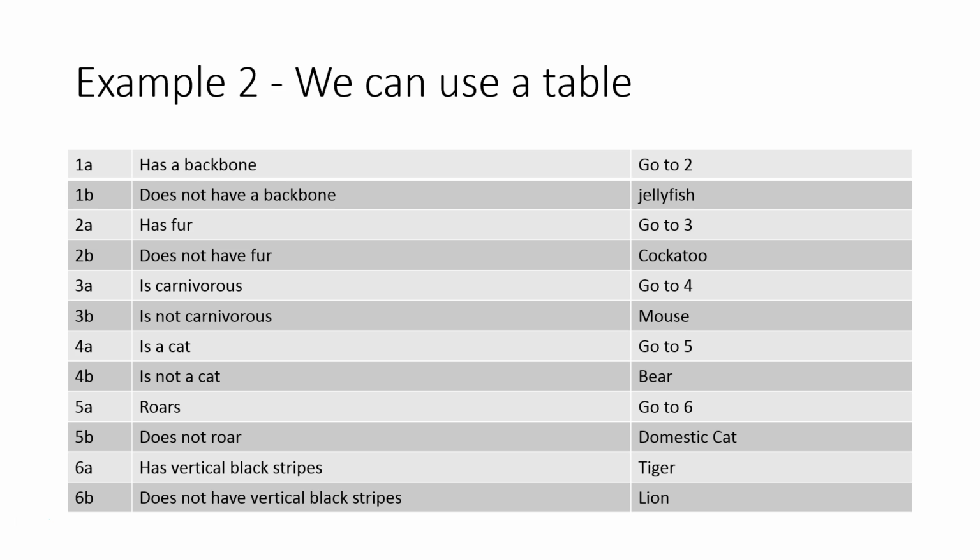Ask yourself, step number 1, does the animal have a backbone? If the answer is yes, you go to number 2. Number 2 wants you to ask yourself, does the animal have fur? If the answer is yes, you go to step number 3. At step number 3, we ask ourselves, is the animal carnivorous? If the answer is no, the animal is a mouse. You could apply this chart over and over again to eventually identify all 7 animals that we've discussed in this video.